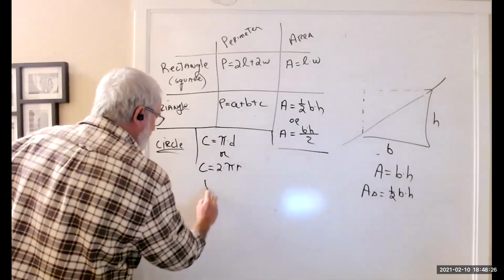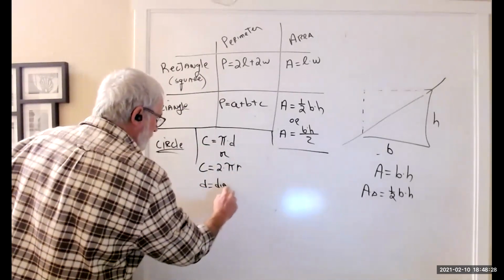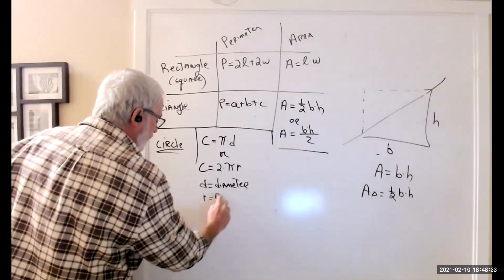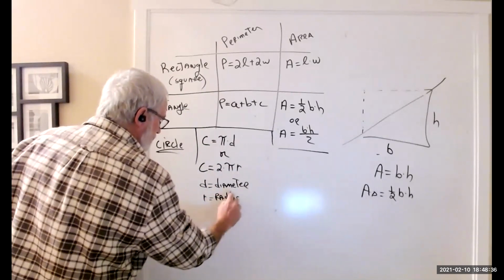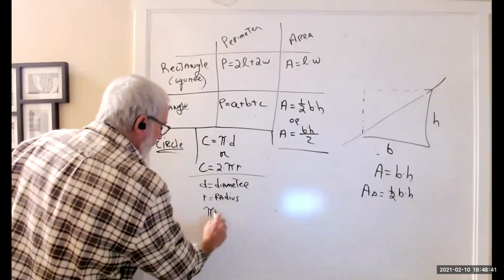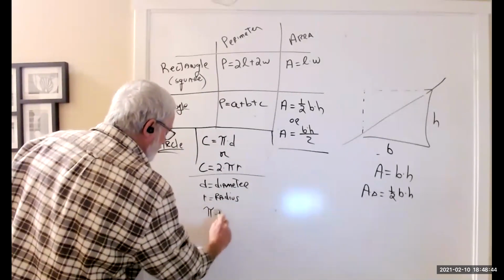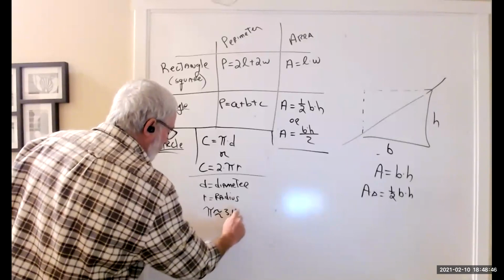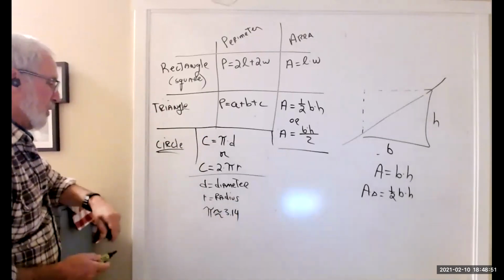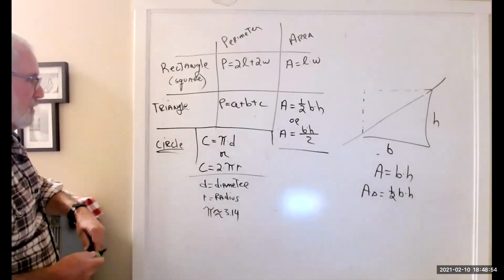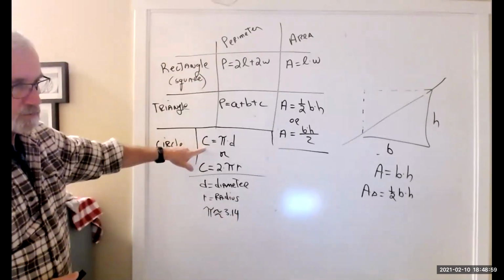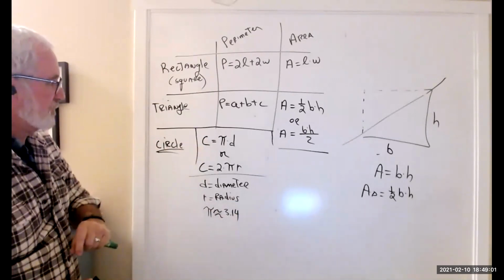So in this case, d equals diameter, and little r equals radius. And pi is approximately 3.14. Pi is that special number, 3.14. So that was the perimeter of a circle.